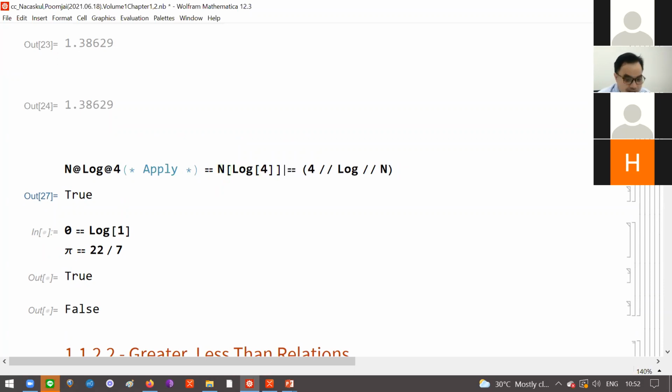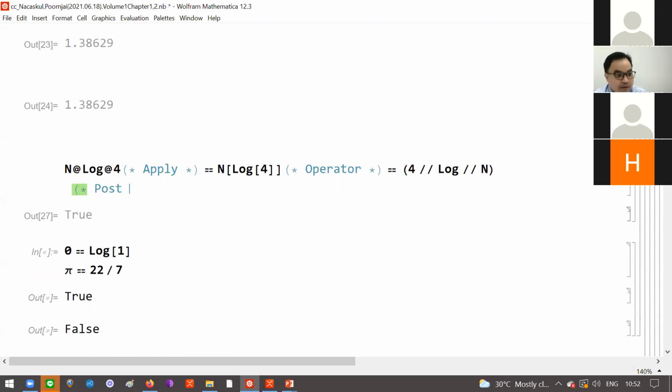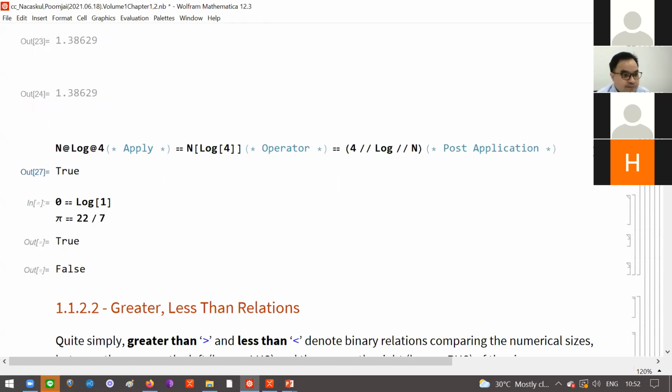Whereas this one is called operator notation. Notice anything that's in the star bracket is coming out, so it's in green. That means it doesn't do anything. It's just for you to look at. So this is for post application. But it's the same thing.